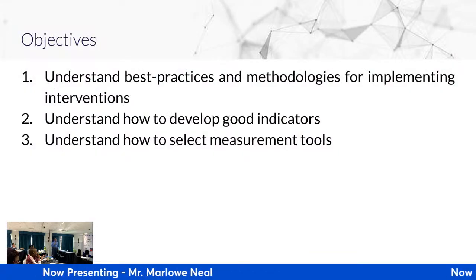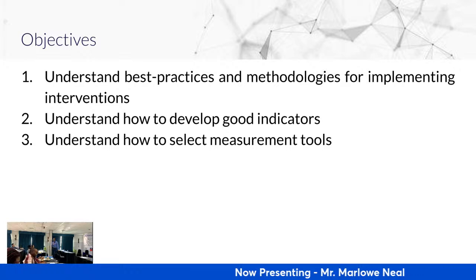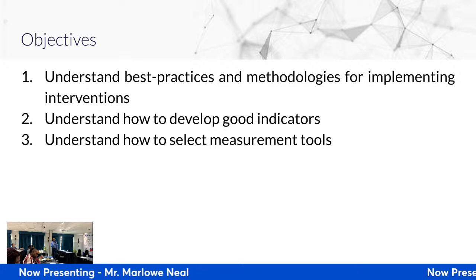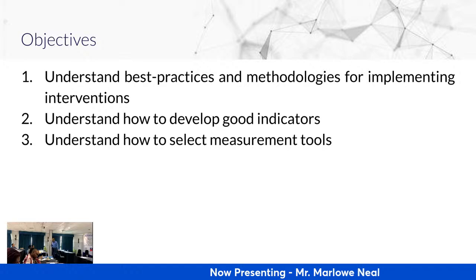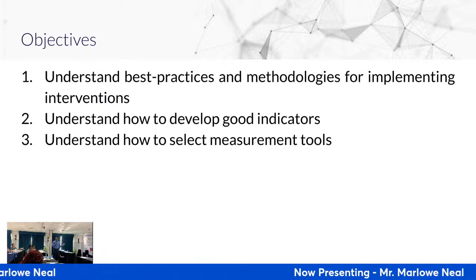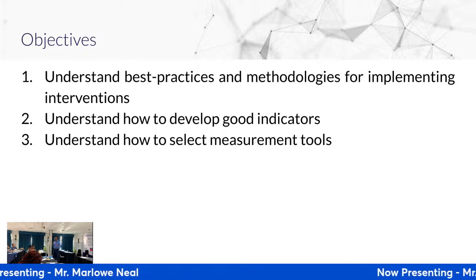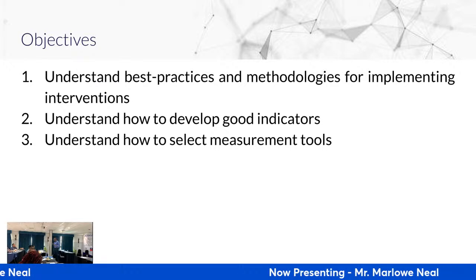So the objectives then today, threefold. We look at best practices and methodologies for implementing interventions. And we'll scratch the surface here this morning, and in day 5, we dive a little bit deeper into that. Understand how to develop good indicators. There are some rules, some little tips and checklists that we can apply to develop good indicators. And then how to select measurement tools. We're faced with a cadre of different tools, quantitative, qualitative, that we can use to advance our goals. It's not one or the other. It's a combination of both. However, we can't do all of them.